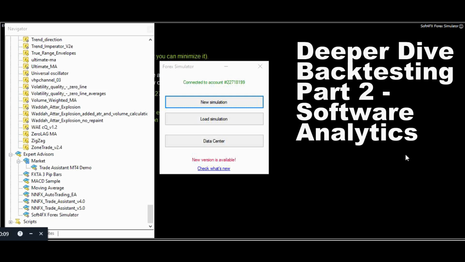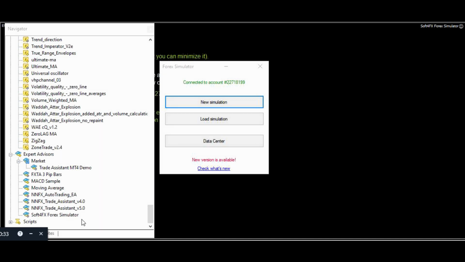Anyway, so after I have eyeballed an indicator, paired it up with another indicator, and I'm happy with the results, it's time to actually back test it to get some real numbers for at least 2 years. So how I do that is I use the Soft Forex simulator.